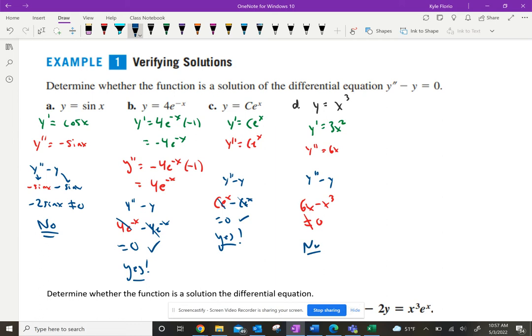So that's example 1. That's how we check if there's a solution. Whatever the differential equation is, figure out what the derivatives are, figure out what the original function is, which is going to be given, plug it in, and see if we do get this value that it's supposed to be equal to.